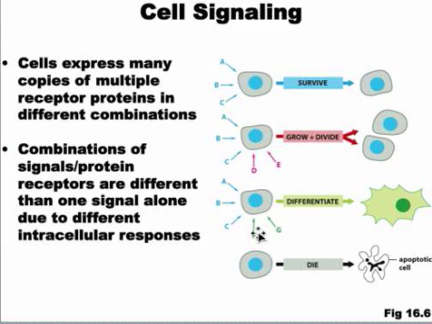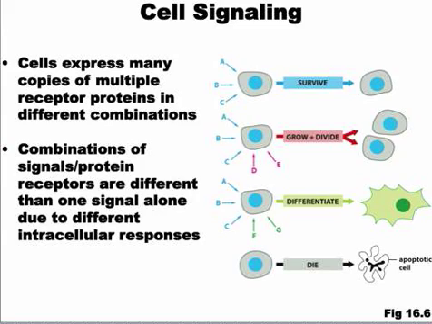Now, if there's two other signals, and say now we're not exposed to D and E, but instead we're exposed to A, B, C, F, and G, this is a different combination of signals. It tells the cell to differentiate and become a different type of cell. And if we don't receive any of our signals, receiving no signals can also be a signal. In this case, the signal is for the cell to undergo apoptosis and die.